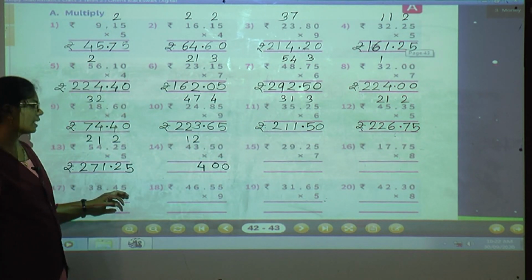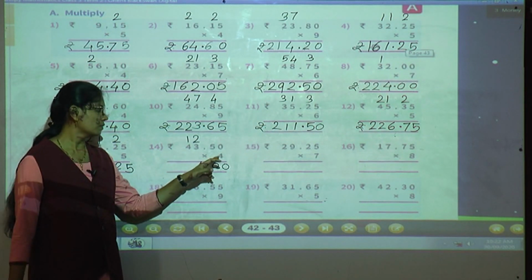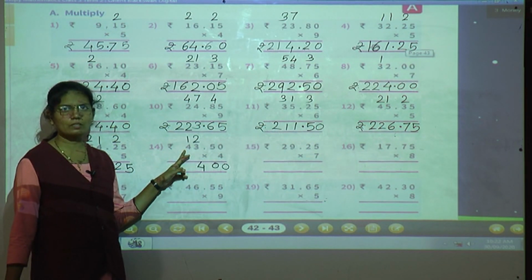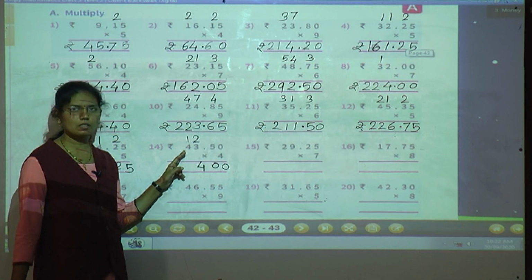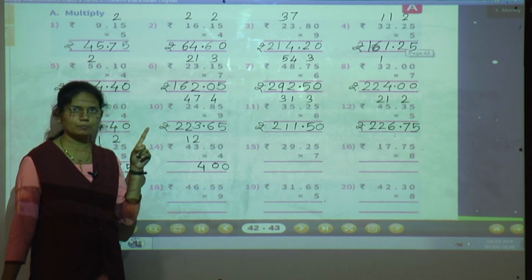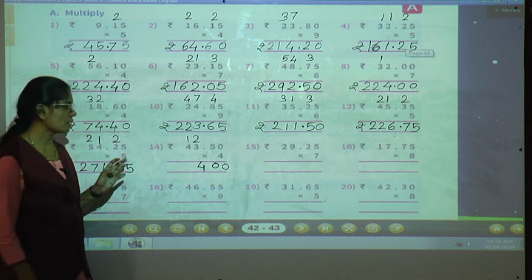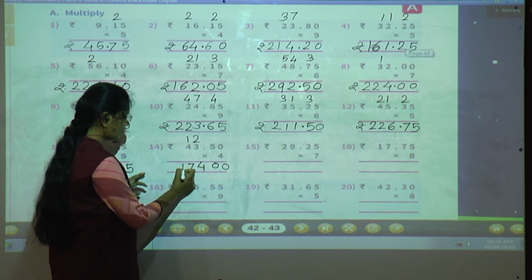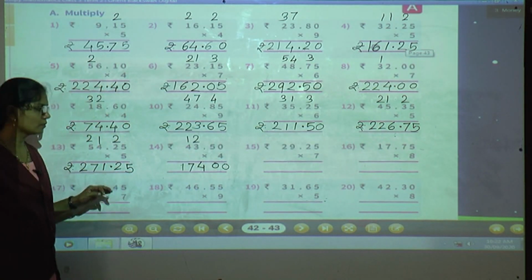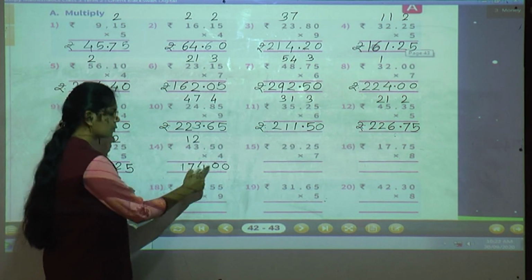Next, what are you going to do? 4 into 4. 4 4s are 16. In 16 we have to add 1. So 16 plus 1, 17. So write here 17. Now give a dot from the right side before the second digit.